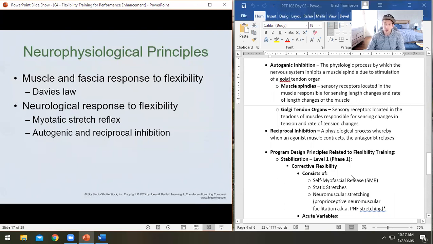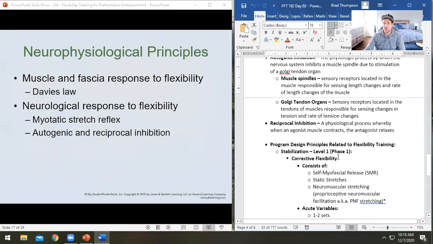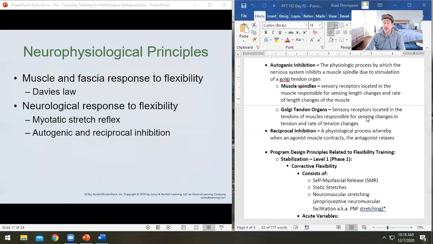We are going to take advantage of Davis's law and Wolff's law when we are exercising, and we are going to use our nervous system to hack our way to more mobile joints. We're going to hack our way to being able to move the way we're supposed to. We're going to use Davis's law, that modeling along the types of stress, to get better at stretching and having the ranges of motion that we want. What range of motion do you want? You want to be able to move your hips better? Let's stretch out.